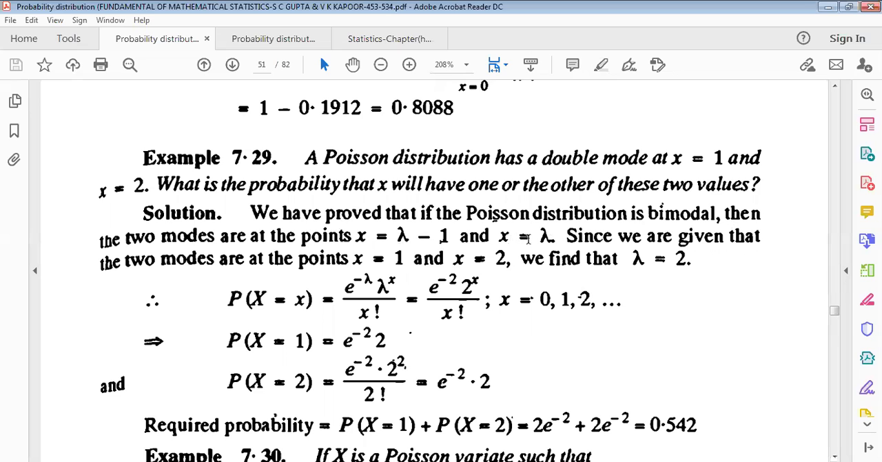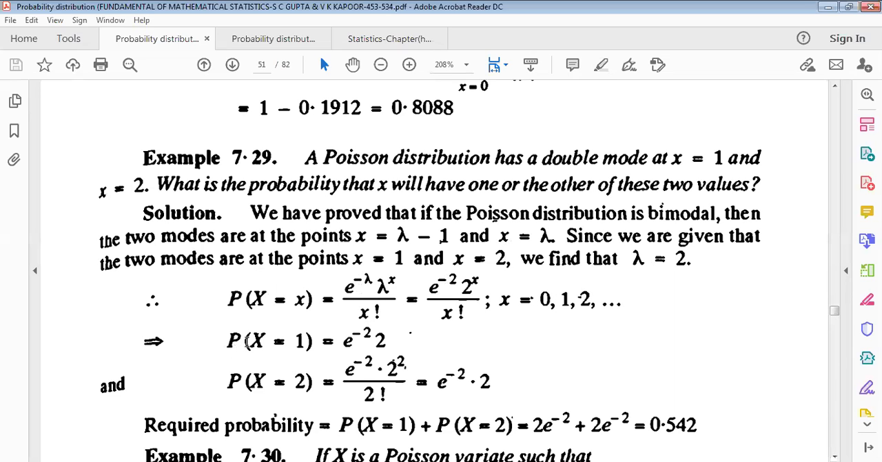Since we are given that the two modes are at x equals 1 and x equals 2, comparing with this, we find that lambda equals 2. The probability density function for the Poisson distribution is e to the power minus lambda, lambda to the power x divided by x factorial. Putting lambda equals 2 for the x factorial, we get the following.